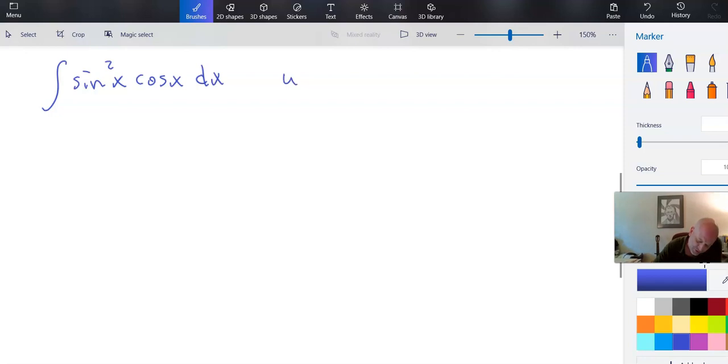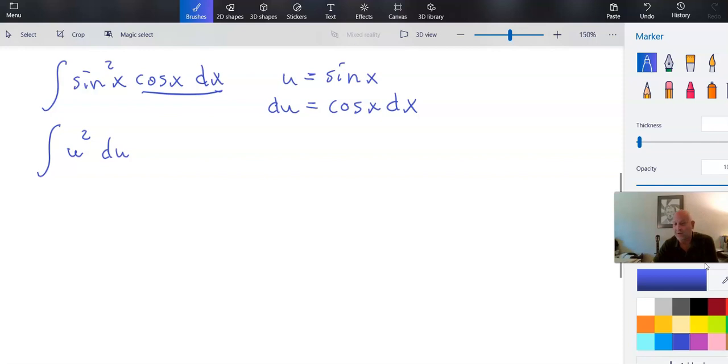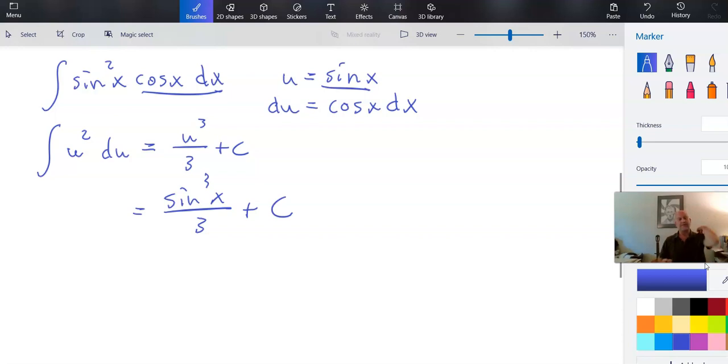If we go ahead and call u our sine, we'll call it sine x, then du is equal to cosine x dx. And I have one of those. So this is now the integral of u squared du. So that's simplified quite a bit. It looks nasty, but it's actually quite easy. So that means that this is u to the third over 3 plus a constant. And all we have to do is plug in our u now. So this is now sine cubed x over 3 plus a constant. Right, so that one actually wasn't too bad.